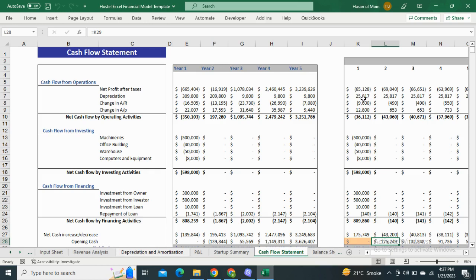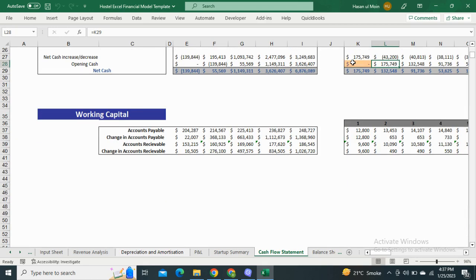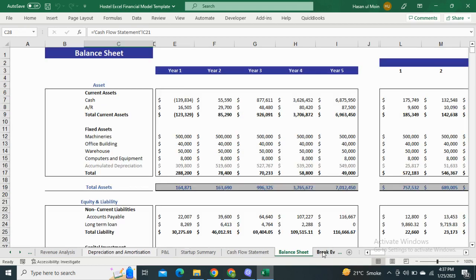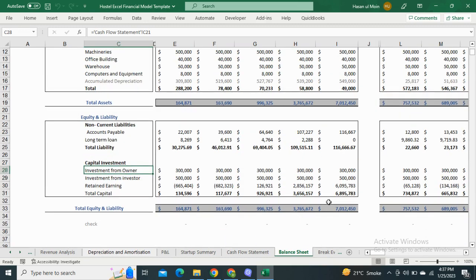Next, we have the cash flow statement, which shows the net cash flows from operating, investing, and financing activities. It also shows the working capital, the amount in accounts receivable and payable, and the change in these accounts. Moving on to the balance sheet, it shows the total assets and the equity and liabilities for the year ended.